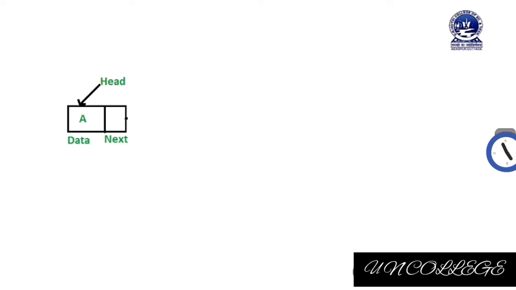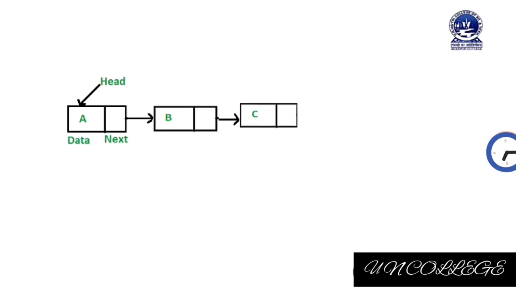Then when you want to create another node, what you will do is create a node and store the address of the second node in the address part of the first node. Similarly, suppose you want to create another node, in that case you will create the node and store the address of the third node in the address part of the second node. And suppose you want to create one more node, in that case you will create a node and store the address of the fourth node in the address part of the third node.